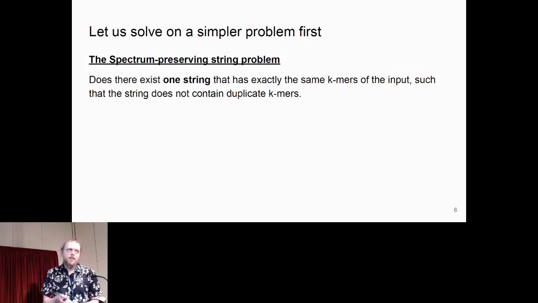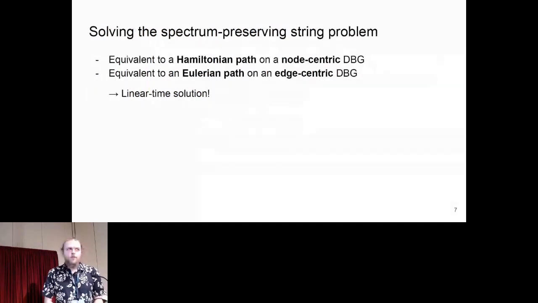But here comes the trick. There are 2 definitions for de Bruijn graphs. One is called node-centric and one is called edge-centric. In the node-centric graph, the nodes are the K-mers and the edges are the overlaps. And in the edge-centric graph, it's the other way around. Whereas this problem is the same as the Hamiltonian path problem on a node-centric graph, if you look at the edge-centric graph, it's actually the Eulerian path problem.